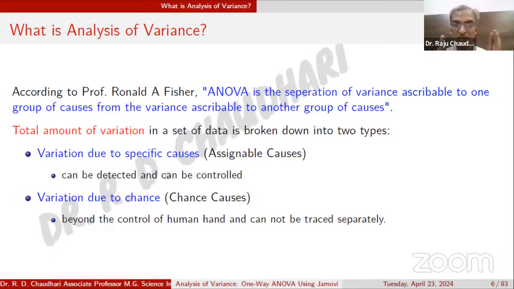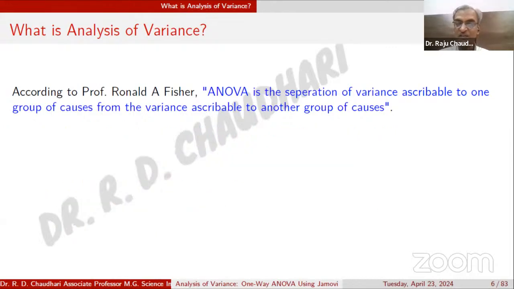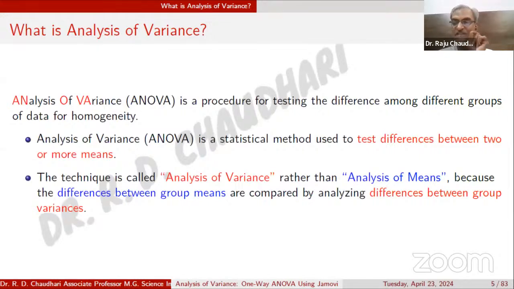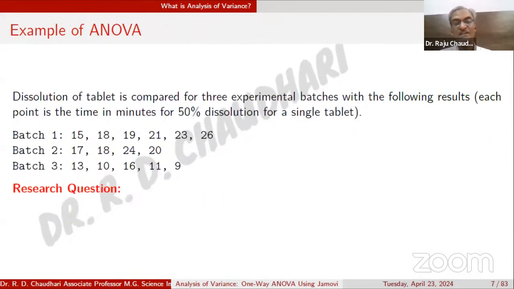So in short, in analysis of variance, our purpose is to analyze the total variation in the data. We split the total variation into two components: one is due to assignable causes and another is due to chance causes. So the earlier statement we discussed, analysis of means, is known as analysis of variance, because for comparing more than two group means, we are analyzing the variation. That is why it is known as analysis of variance, right?